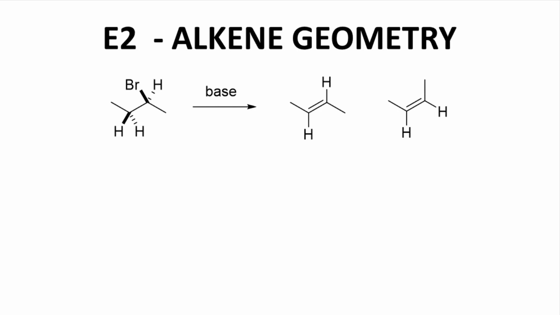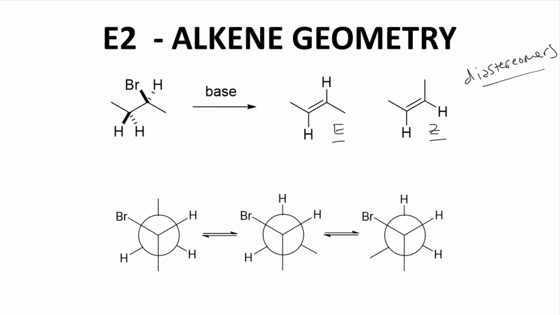So on the slide is an E2 elimination, and there are two possible alkene products, the E-alkene and Z-alkene. These are diastereomers. Non-superimposable, non-identical, and non-mirror images. That's fine, but which product, E or Z alkene, will we get from this reaction? We need to look at some Newman projections to answer that question.